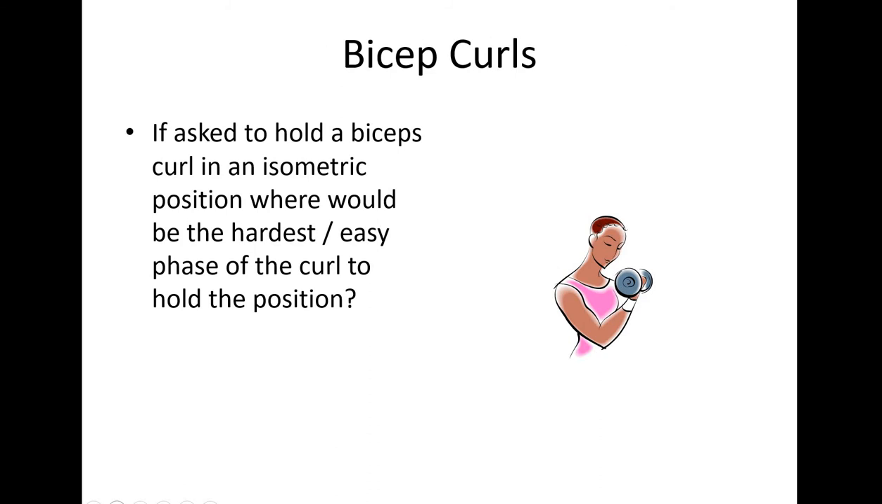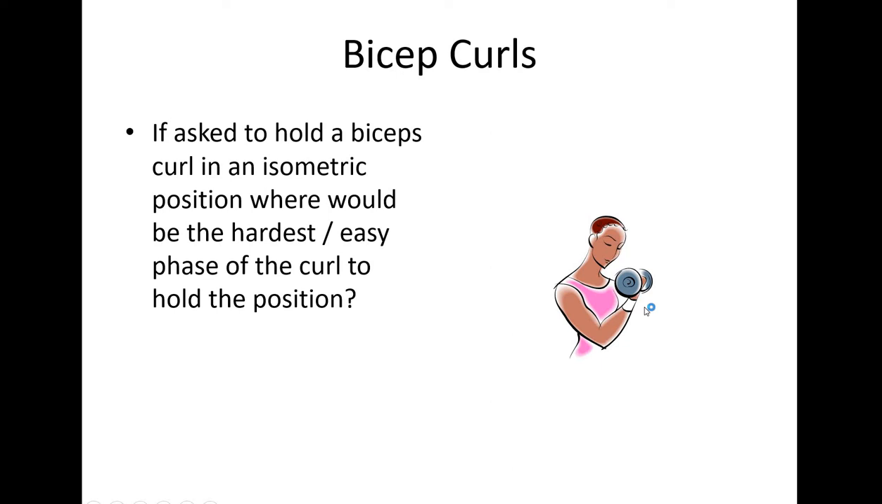So if we asked you to hold a bicep curl in an isometric position, so isometric, remember, is not moving, it's stationary, where would be the hardest or the easiest phase of the curl to hold the position? I'd like you just to pause the video and have a little bit of a think about how you would answer that question.